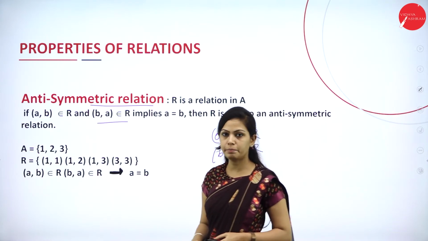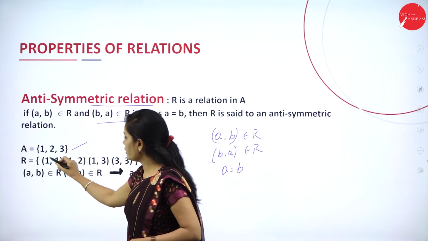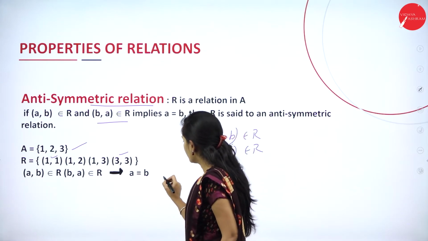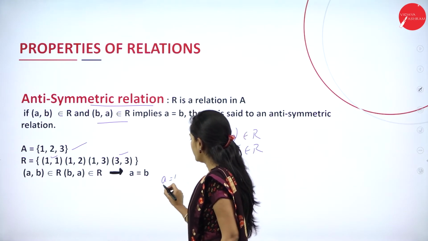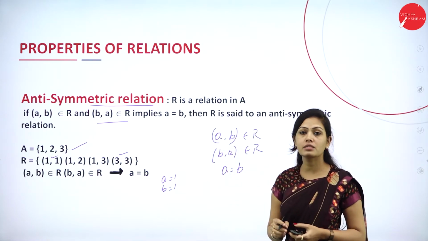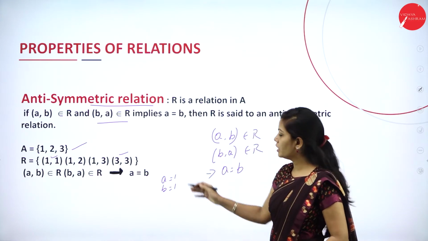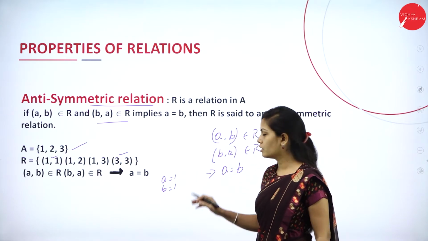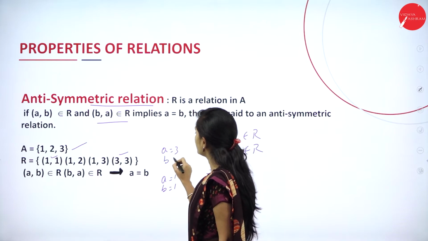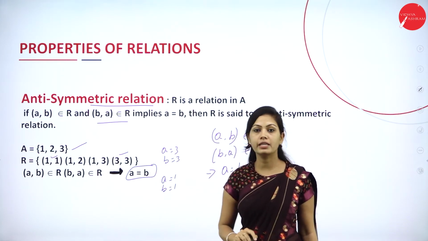So let's see the example. A is equal to {1, 2, 3}. So here (1,1) and (3,3). In (1,1), the value of a is equal to 1, the value of b is also equal to 1. Then why not it satisfy this a is equal to b? So it can satisfy a is equal to b, a is equal to 1, b is equal to 1. We have (3,3) also, a is equal to 3, b is also equal to 3. Then it satisfies this condition, a is equal to b.